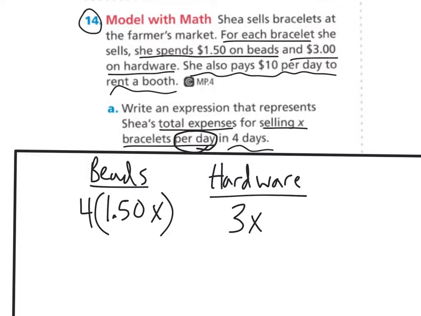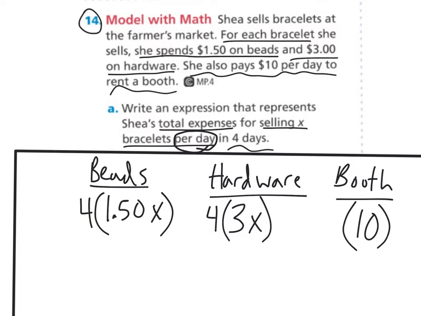So that could be 3x. That's for 1 day again. So 4 times 3x. And then we have the booth cost as well. Booth costs a little simpler for us maybe to look at, but it's $10 per day, 4 days. So that'd be 4 times 10.